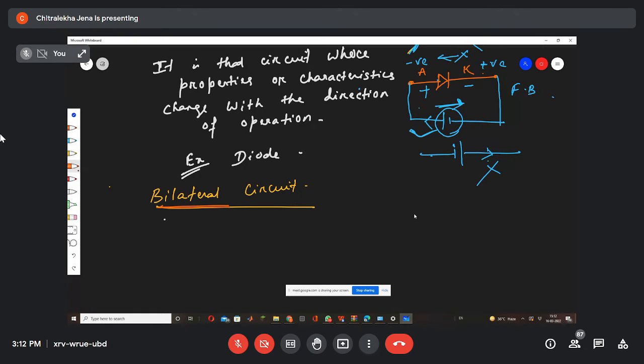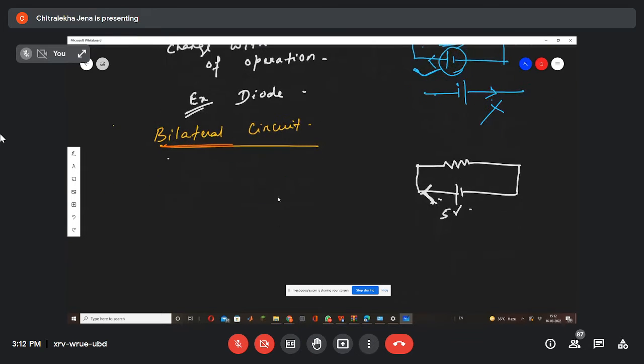For example, I am taking a simple resistor. Suppose I am providing 5 volt here. Then my current will flow in this direction. Right?